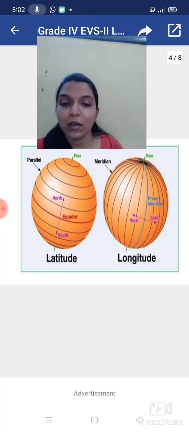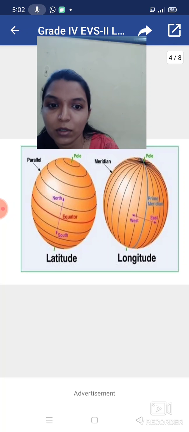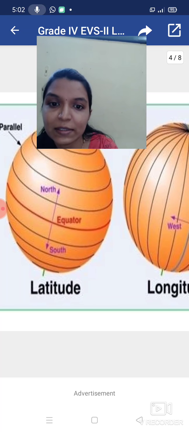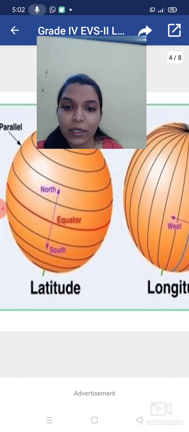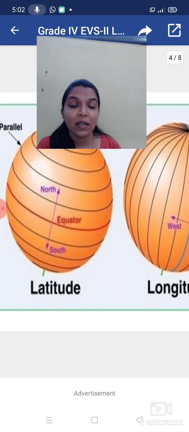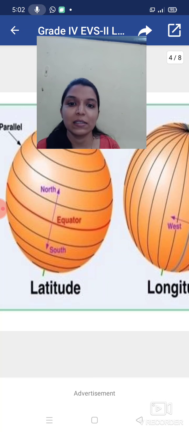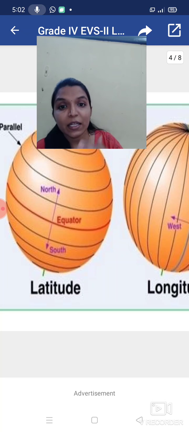Those horizontal lines are the latitude, and the vertical lines are the longitude. And in this diagram you can see in red color what is written: equator. Equator means equal parts. That line divides the earth into equal parts.